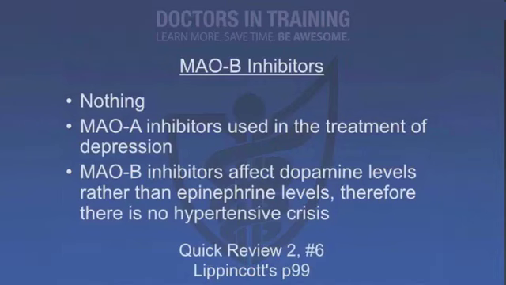Next question. What would happen if a person on an MAO-B inhibitor ingested wine, aged cheese, or other tyramine-rich foods? Well, trick question. Nothing's going to happen. So it's your MAO-A inhibitors used in the treatment of depression that will cause major problems. The MAO-B inhibitors affect dopamine levels rather than epinephrine and norepinephrine levels, and therefore you won't get that hypertensive crisis. With tyramine, you'll get this sort of dumping phenomenon where all the stored catecholamines just get released when you eat tyramine-rich food. So anything that's aged you have to avoid, but in this situation, with MAO-B inhibitors, it's not the same scenario.